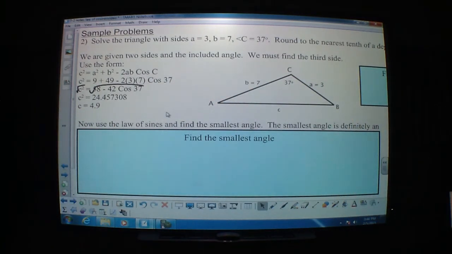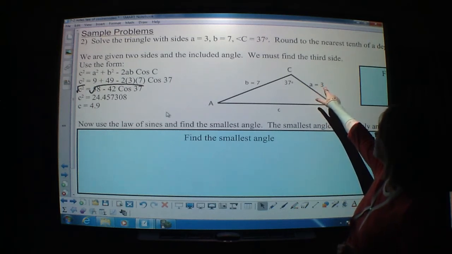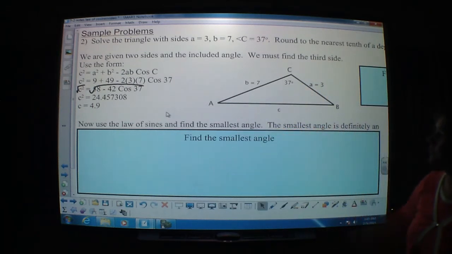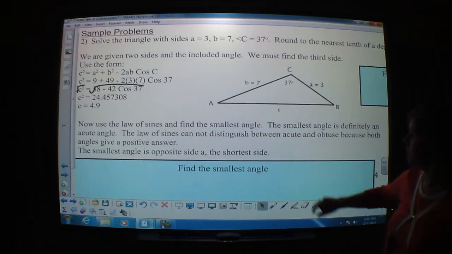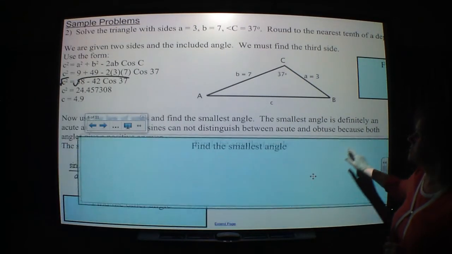Now I'm going to use law of sines. I'm going to find my smallest angle. The reason is that sine is positive in the first and second quadrants, so I don't know if one of these is an obtuse angle or not. It might not be and it won't matter. But when I do inverse sine, I always get a first quadrant angle, the acute angle. So work with the smallest angle first. My smallest side is 3, so the smallest angle is A.